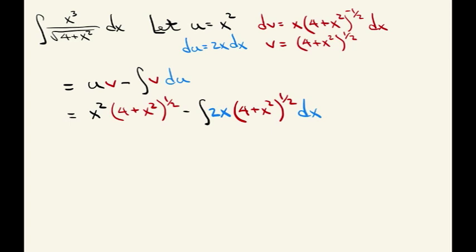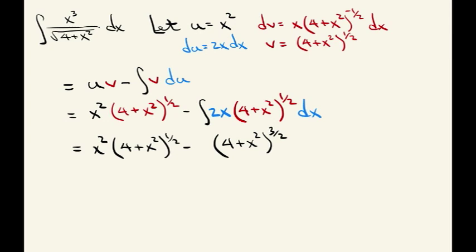Well, what do we have now? So this is equal to x squared times the quantity 4 plus x squared to the 1/2 minus, and now we have to integrate the integral that the parts formula gave us. Well, since it involves a 4 plus x squared to the 1/2 power, we can be pretty sure that 4 plus x squared to the 3/2 power is going to be part of our integral.